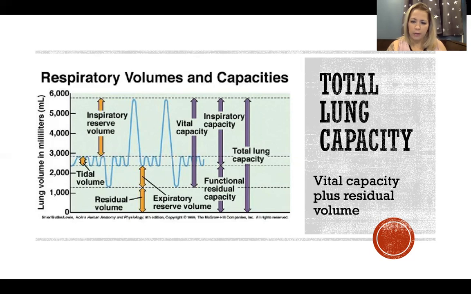Total lung capacity includes all of it. That would be the vital capacity, and then we add to that the residual volume. So that's basically the complete total amount of air the lungs can hold when they're completely all the way full, including the residual volume.